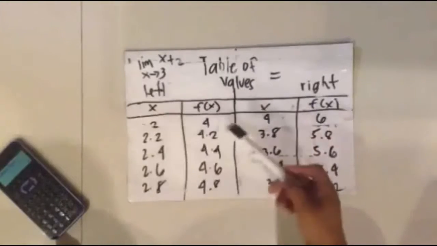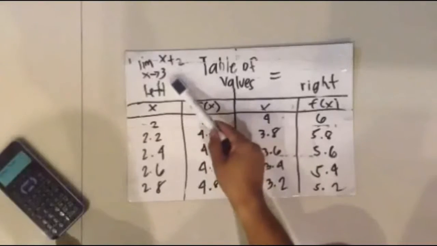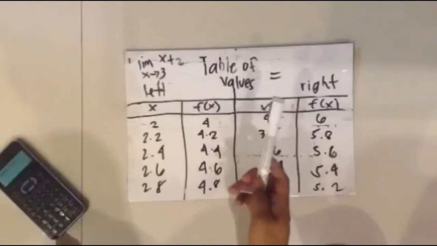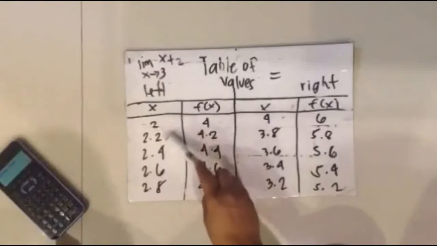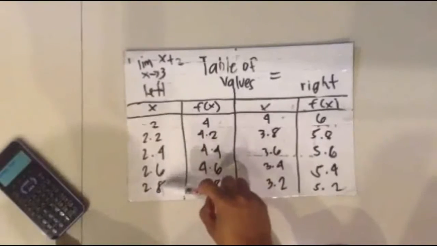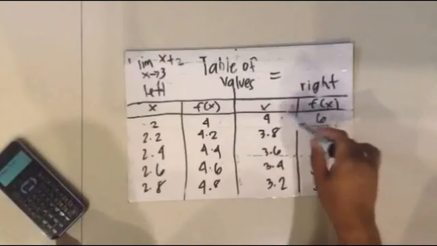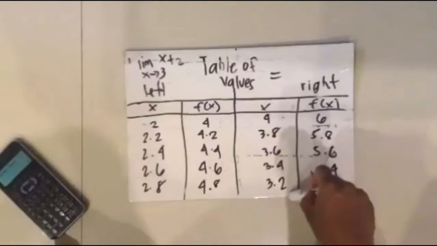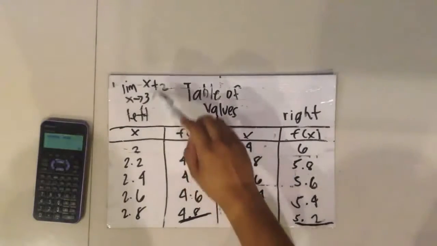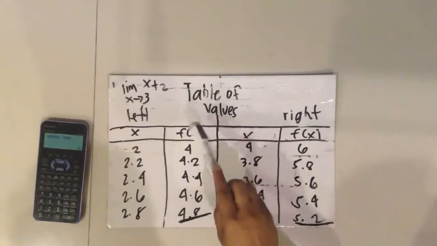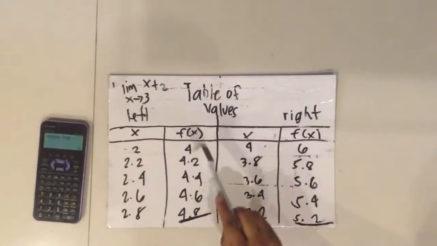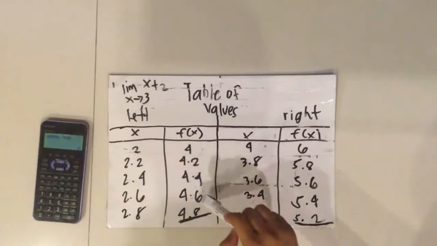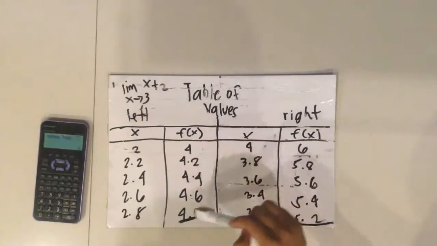These approaching values should be closer to c, which is 3, but not more than 1 unit. So, on the left side, which is less than 3, we have 2, 2.2, 2.4, 2.6, and 2.8. And on the right, we have 4, 3.8, 3.6, 3.4, and 3.2. So we will substitute the x values in the equation, which is 2 plus 2 is 4, 2.2 plus 2 is 4.2, 2.4 plus 2 is 4.4, 2.6 plus 2 is 4.6, 2.8 plus 2 is 4.8.